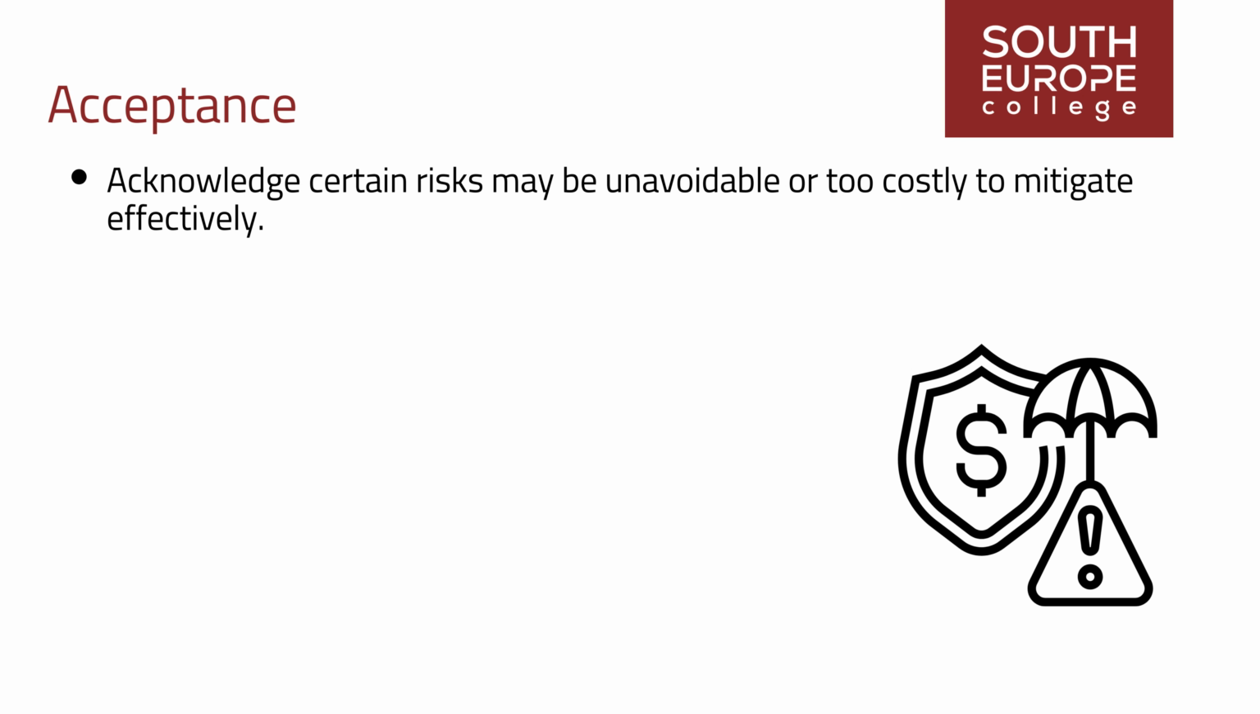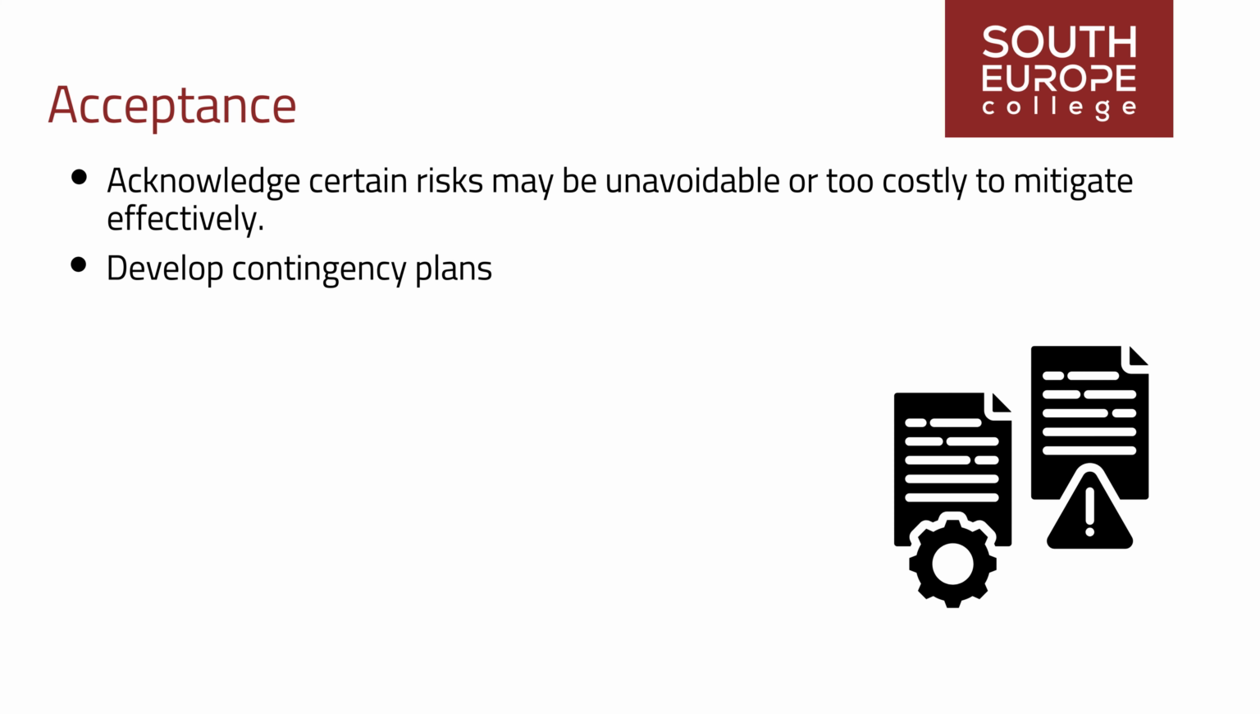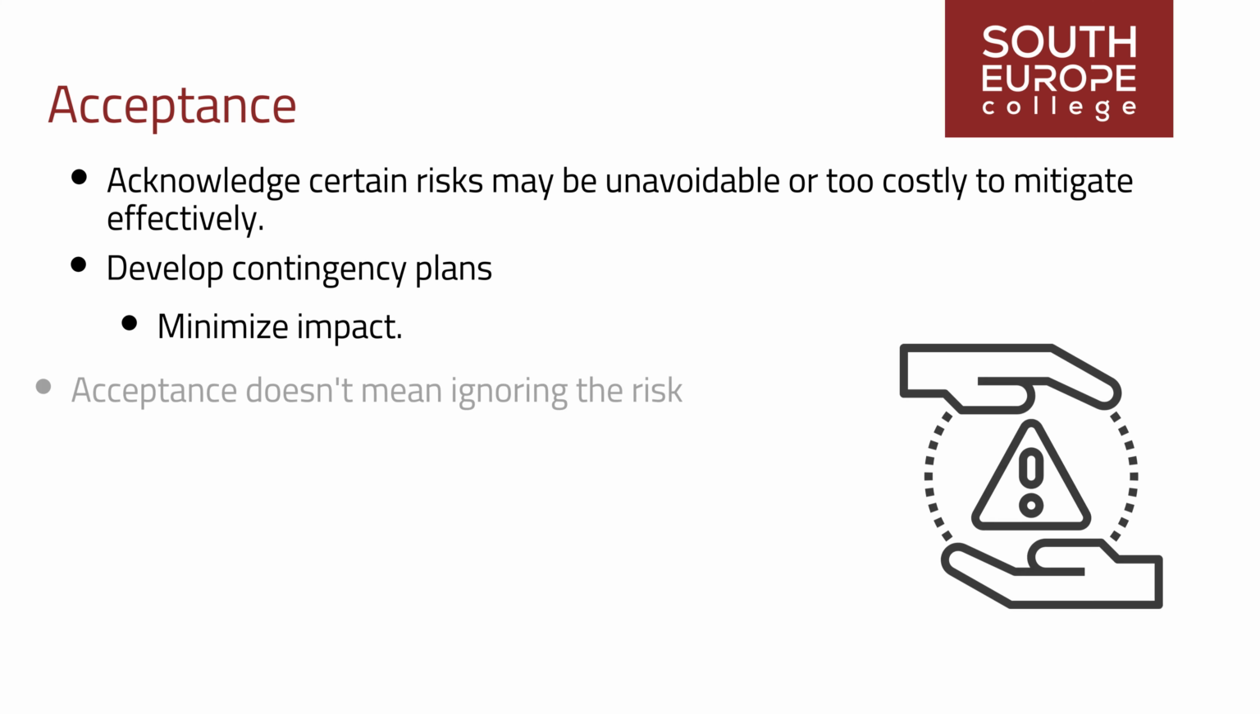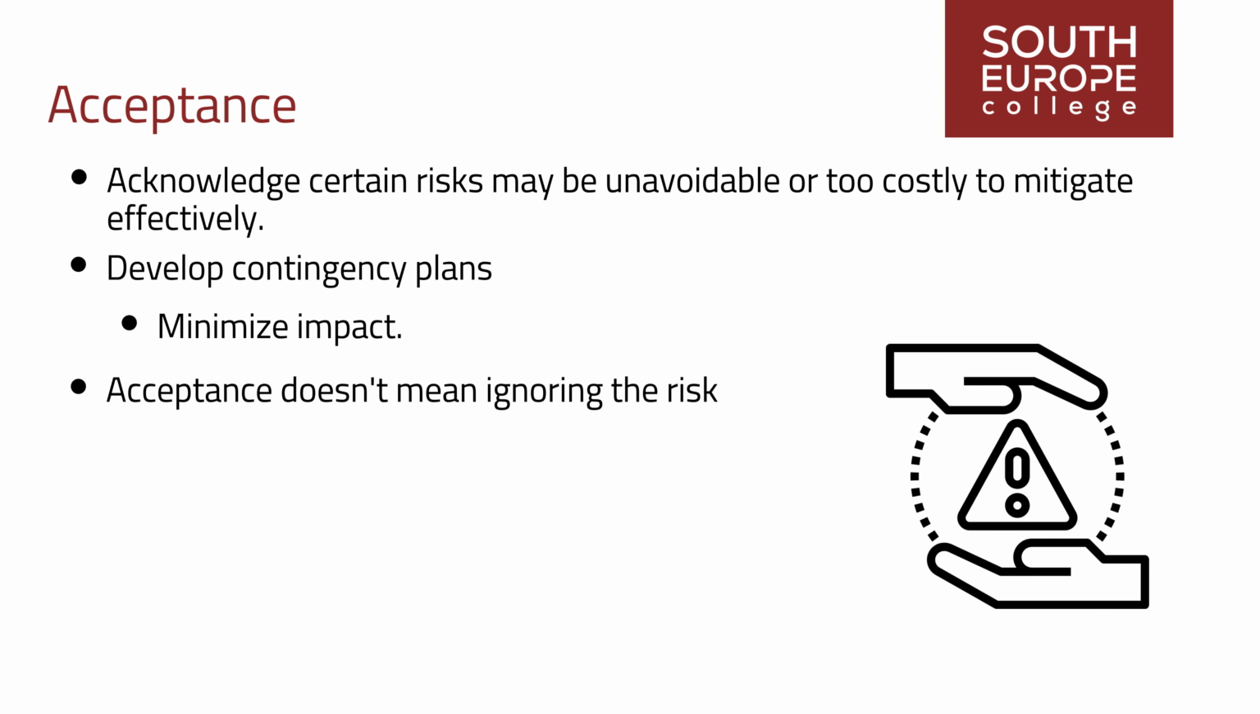Acceptance acknowledges that certain risks may be unavoidable or too costly to mitigate effectively. In such cases, the team chooses to accept the risk and develops contingency plans to minimize its impact if it materializes. Acceptance doesn't mean ignoring the risk.